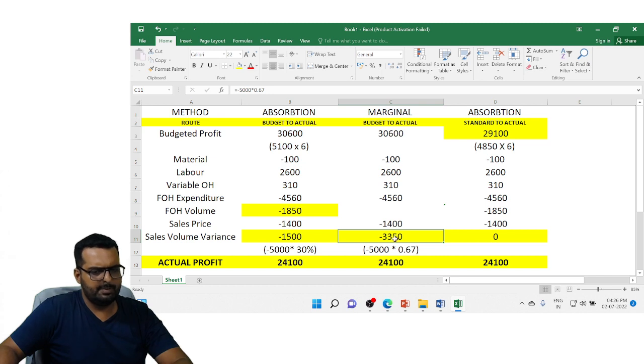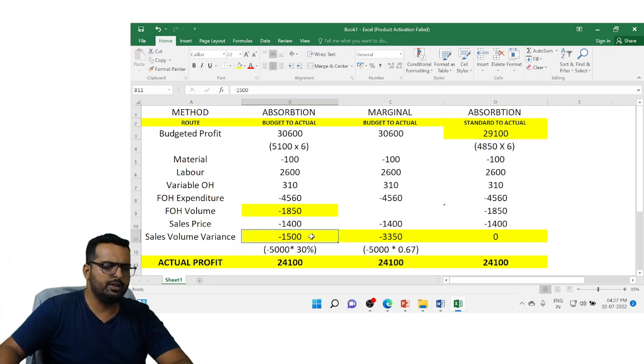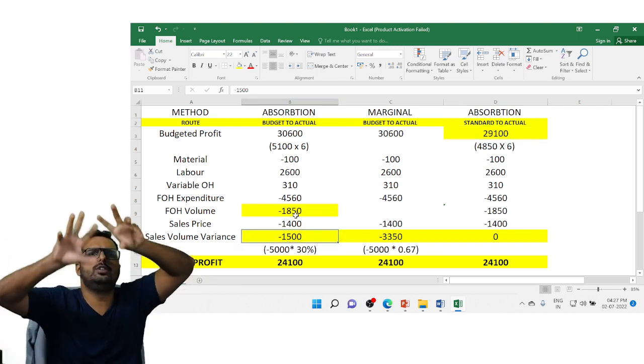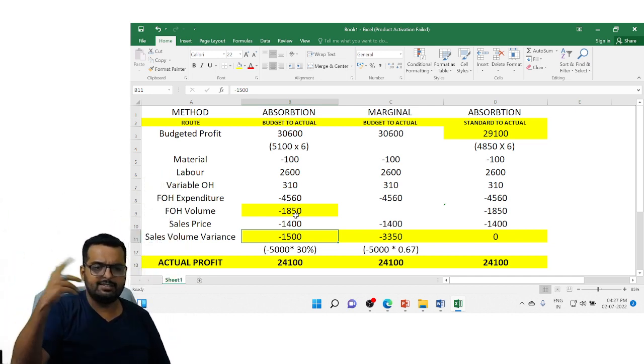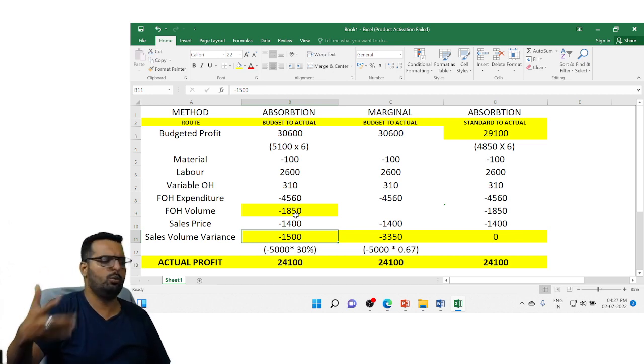Did you understand that one part? All right. Other one. What is 30,600 minus 29,100? That is again 1500. That's nothing but the sales volume variance that you get over here. Keep this and think how this is tallying. Next class, I will not be sharing that today. Next class, I'll tell you the logic of why it tallies. First, I want you all to think. Only after that, I can come and explain the whole thing to you.